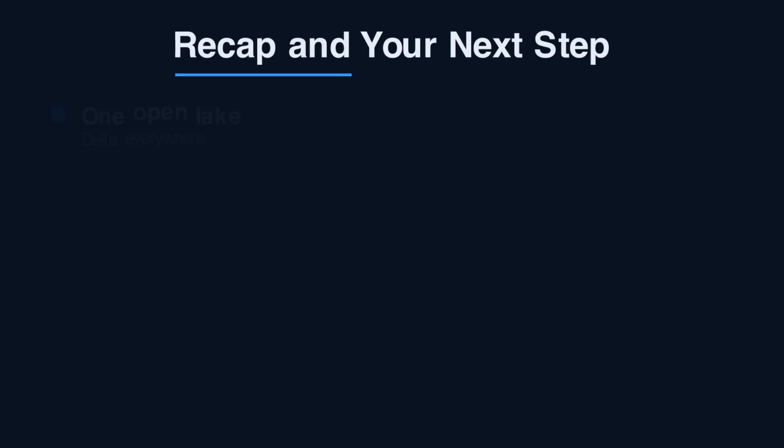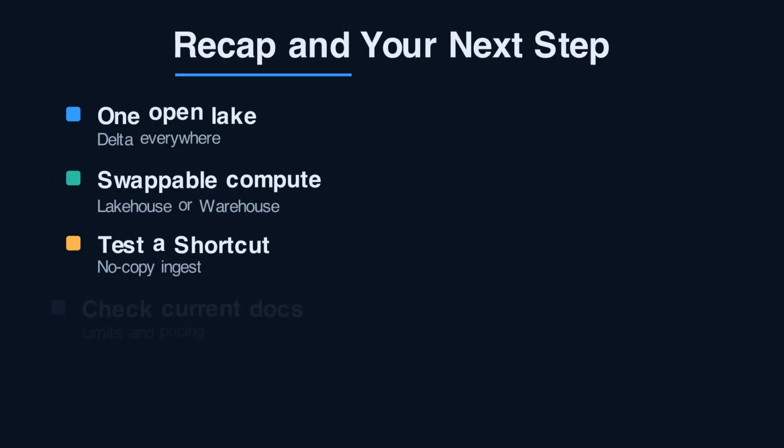To recap the architecture, OneLake is one open Delta store for the tenant. The lakehouse and warehouse are swappable compute engines over that store, and DirectLake lets Power BI read it with no copies. The whole thing runs on a shared capacity you must size and govern.